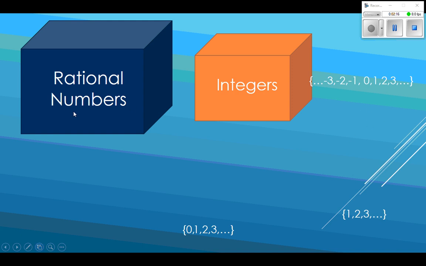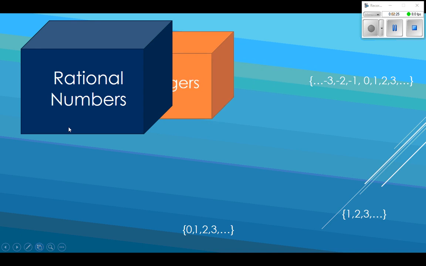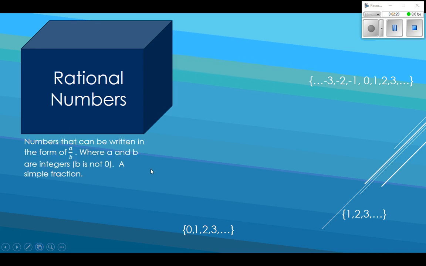So what the heck are rational numbers? I feel like I've talked about everything. Well, what about everything that comes in between, right? Those fractions and decimals. So that's what a rational number is. We like to say that numbers that can be written in the form of a over b, where a and b are integers, and b is not 0, because remember you can't divide by 0, that's what's classified as rational.